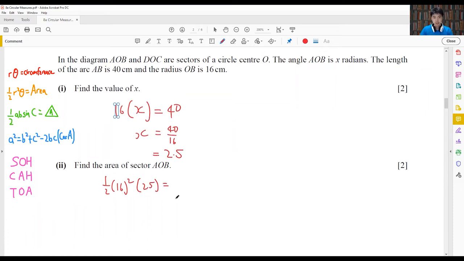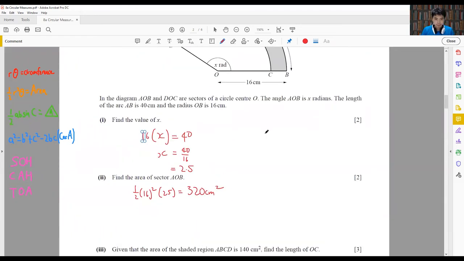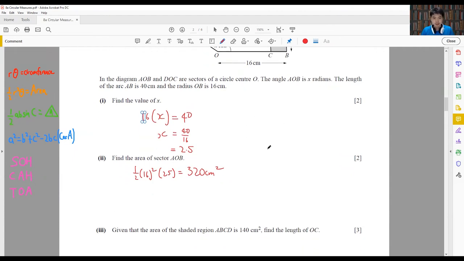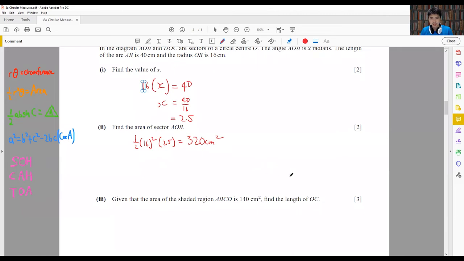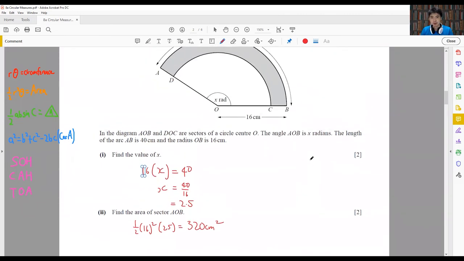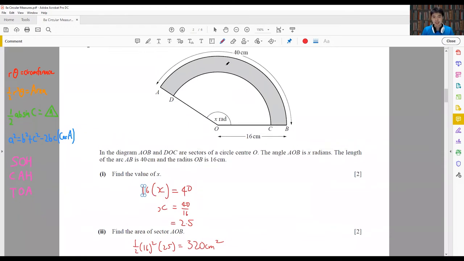Then this is actually 320 square centimeters. Okay, moving on. Given that the area of the shaded region ABCD is 140 square centimeters, find the length of OC. So they're saying that the area of this shaded region here is 140 square centimeters. What you want to do is find the length of O to C.